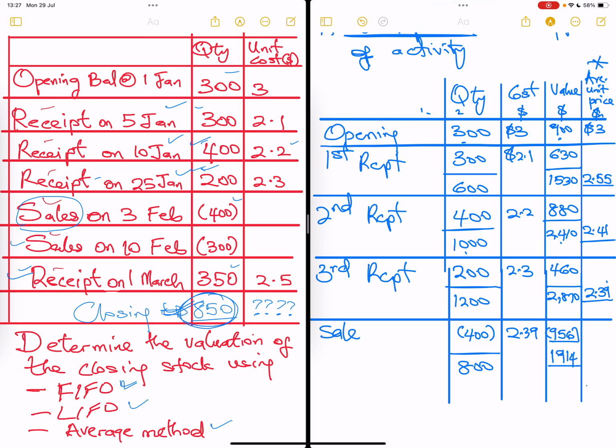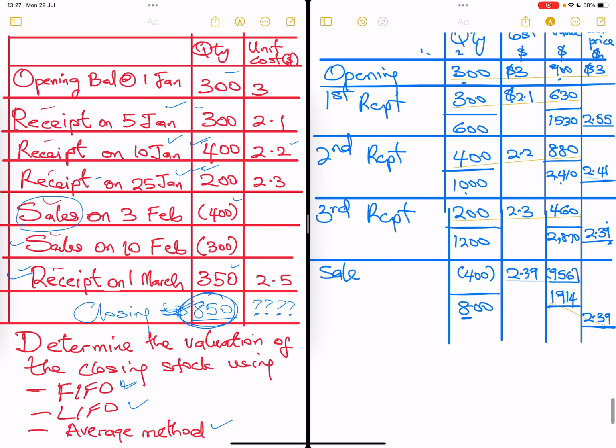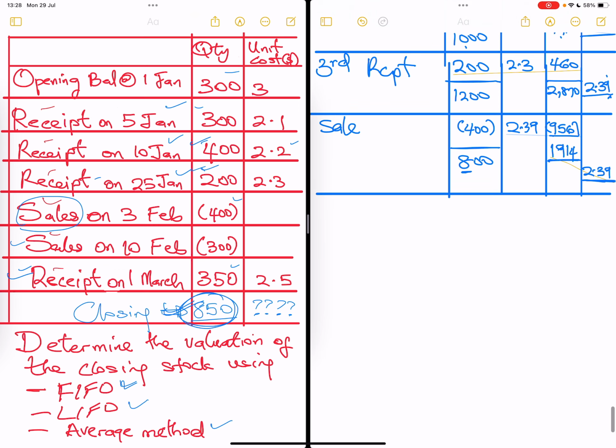And remember, you must always do valuation after each activity. So that's 1914 divided by 800. The remaining items we have are now valued still at 2.39. Please take note. Then, ladies and gentlemen, it has not ended. There was another sale. This was the first sale, and this is the second sale.